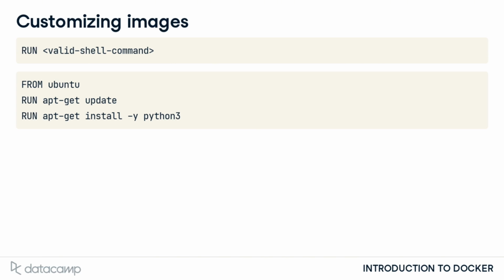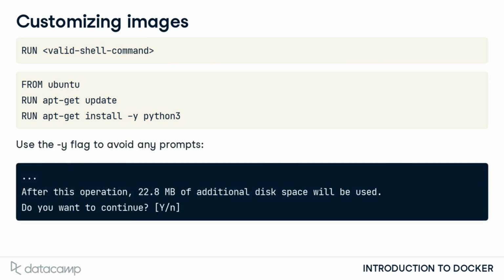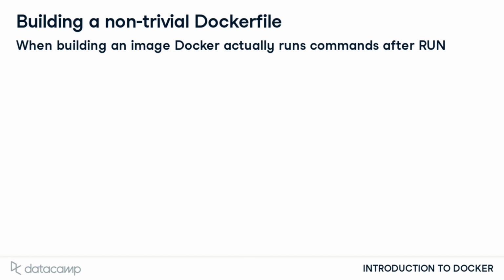Using another run instruction on the following line, we download Python using run apt-get install python3. Like you can see at the bottom of the slide, some bash commands require user input. While a Docker image is building, it is not possible to manually give any input to the bash commands Docker runs. Instead, we can pass the -y flag to apt-get install to make sure it doesn't need any input. Once we add run instructions to our Dockerfiles, we'll notice that building a Dockerfile can take seconds to sometimes tens of minutes, because Docker is actually running the commands specified with run.